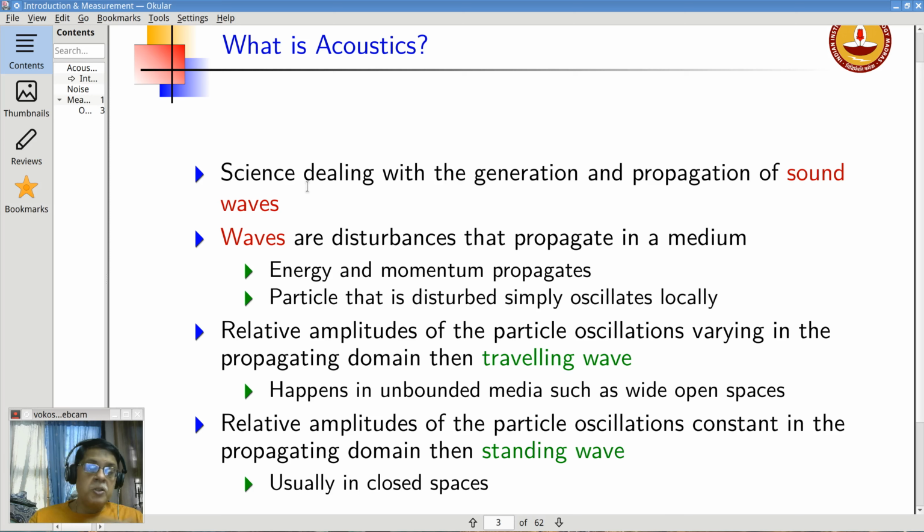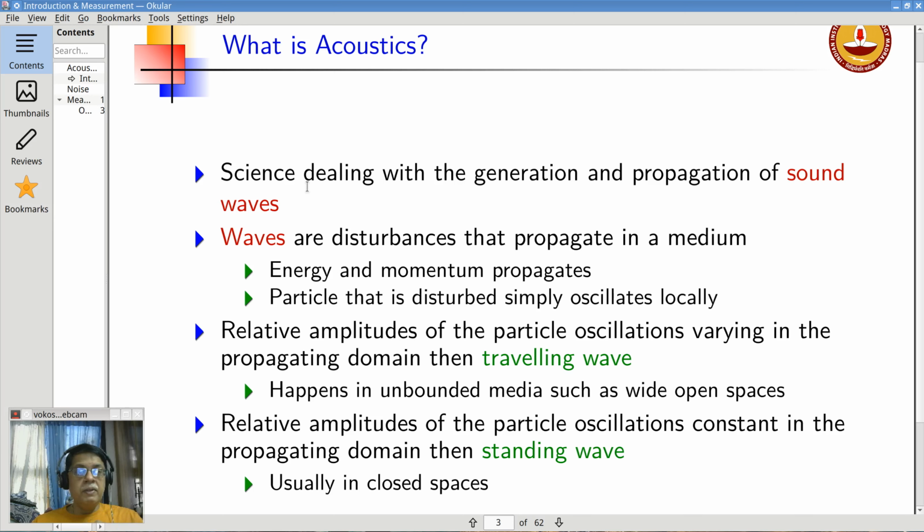This happens in very large spaces, and if the relative amplitudes reach a constant ratio, then you have what are called standing waves. So you have a traveling wave where I don't have a boundary, for example, and I will set up standing waves when I have a boundary, because when it reaches a boundary it is going to reflect, and then there is a pattern that these waves set up, which is why the relative amplitudes remain constant. So these are just concepts that you should familiarize yourself with.